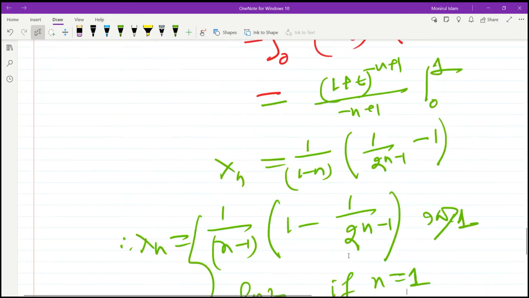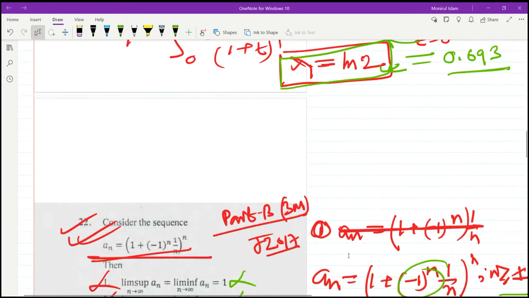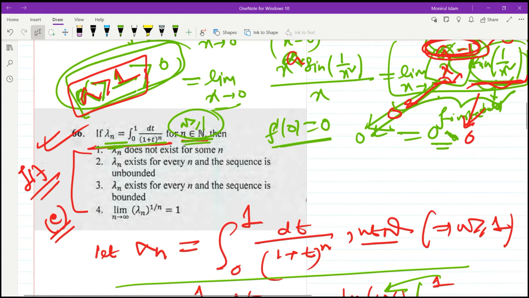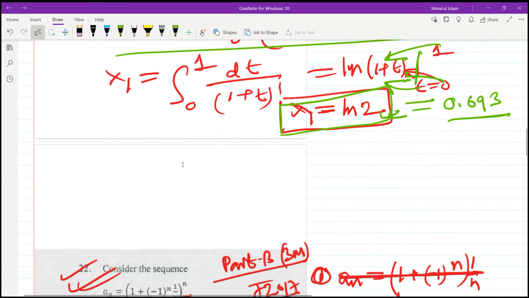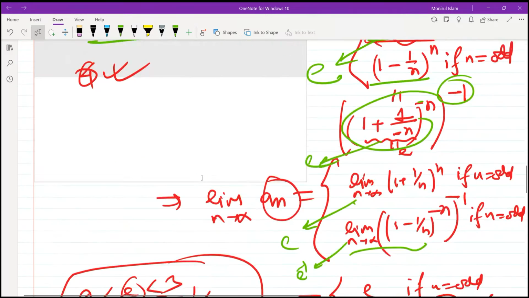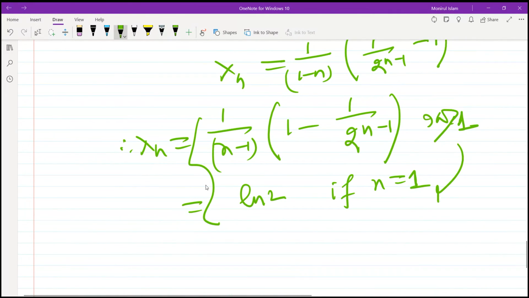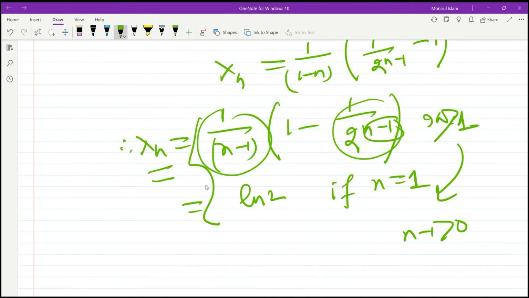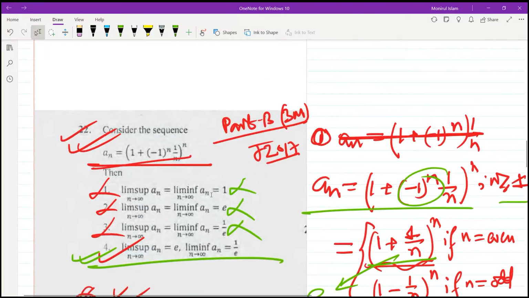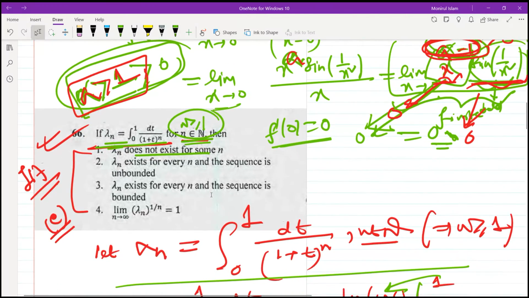Okay, so now the first option says that lambda n does not exist for some n. No, lambda n exists for every n. For n equal to 1, you will get lambda 1, and for any n greater than 1, this is defined. For any n greater than 1, n minus 1 will be greater than 0, so this part is defined, and this part is also defined. Okay, so you can get lambda n. So option 1 is incorrect, lambda n exists for every n. Option 2 says lambda n exists for every n and this is unbounded.